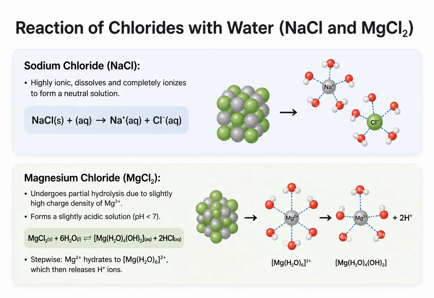When we add these chlorides to water, their ionic versus covalent character dictates the outcome. Sodium chloride is highly ionic. It simply dissolves and ionizes completely, leaving a neutral solution. Magnesium chloride, however, undergoes partial hydrolysis. The magnesium ion has a slightly higher charge density, so when it hydrates to form the hexaaqua magnesium complex ion, it pulls on the water molecules strongly enough to release a small amount of hydrogen ions. This partial hydrolysis results in a slightly acidic solution that will turn blue litmus paper red.